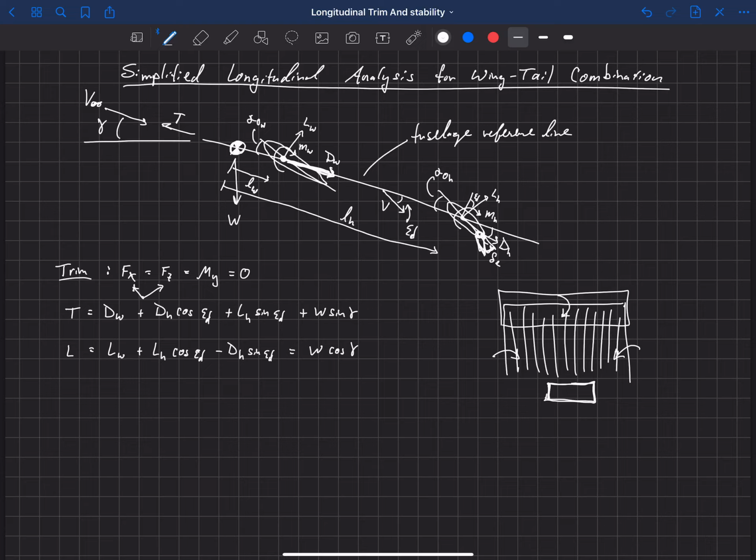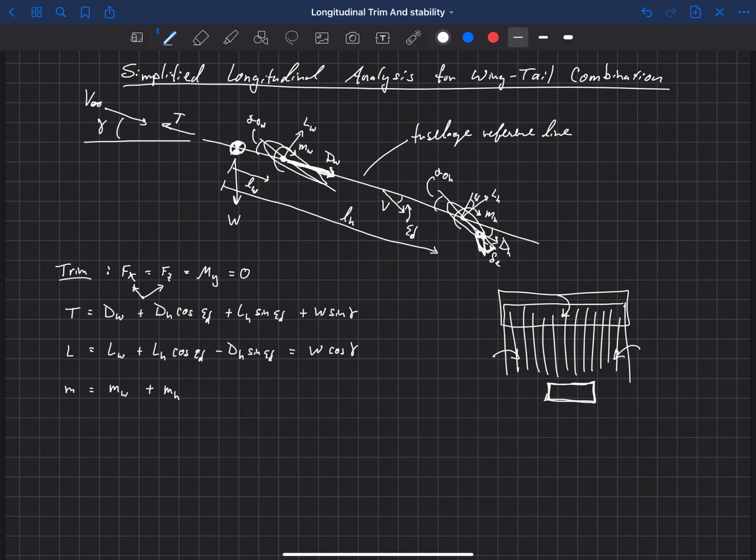And now let's look at the pitching moment about the center of gravity. We know that the pitching moment has to be equal to 0. So we have a pitching moment from the main wing, and we also have a pitching moment from the horizontal. Those can just be moved over to the center of gravity. And now we have some other forces and moments. Notice that thrust goes right through the center of gravity, so that doesn't create a pitching moment. And also drag from the main wing goes right through the center of gravity, so that doesn't create a pitching moment.